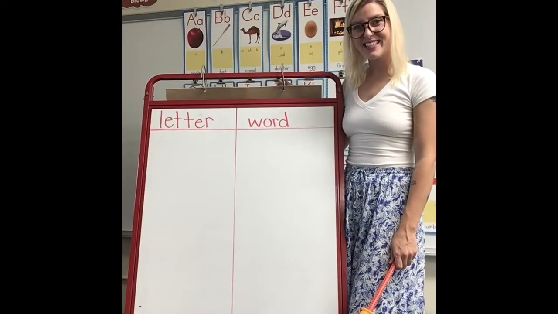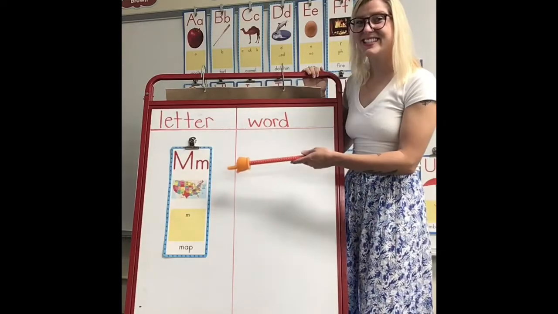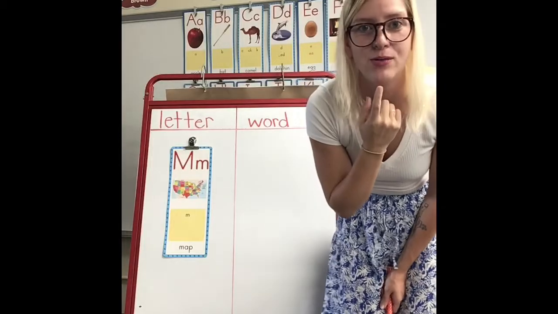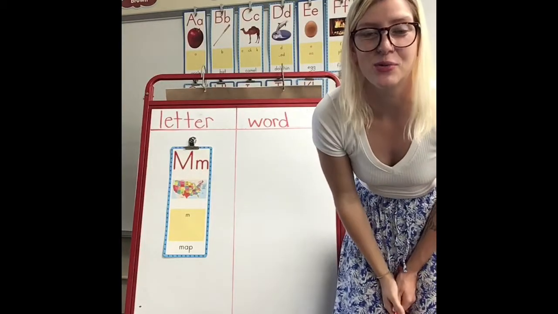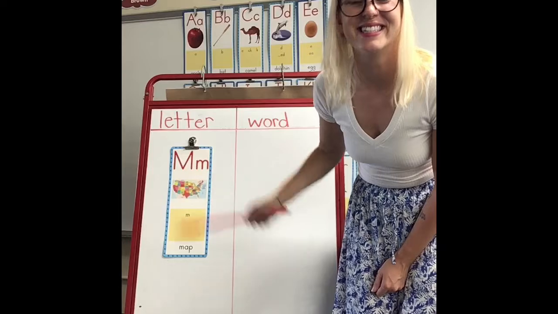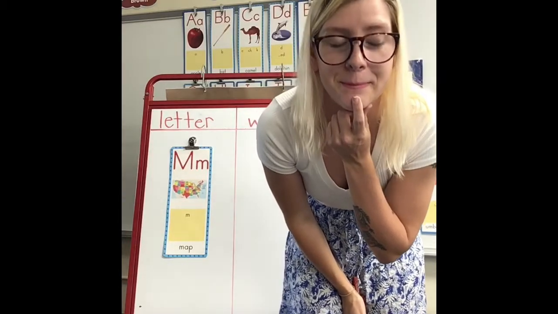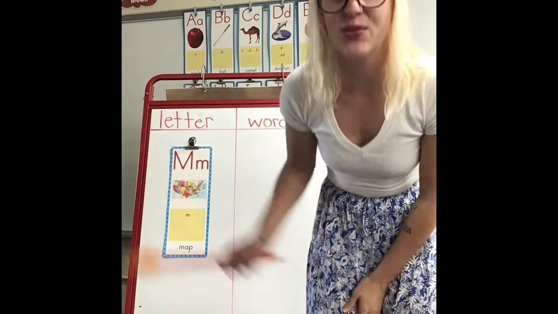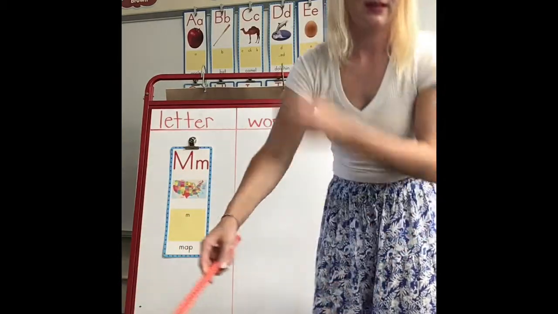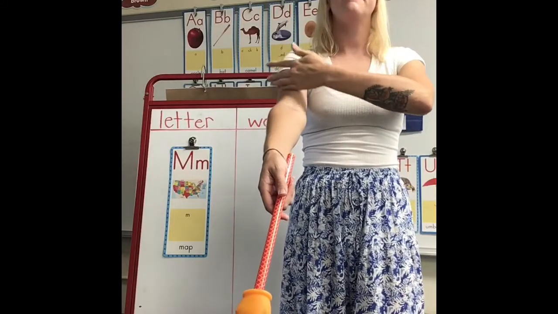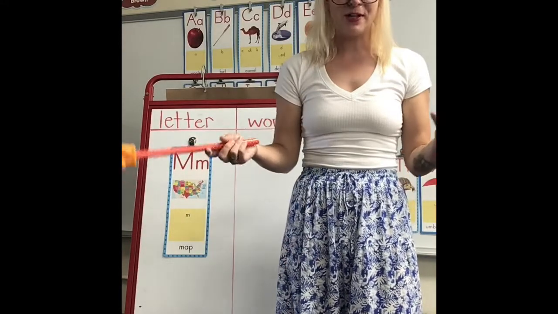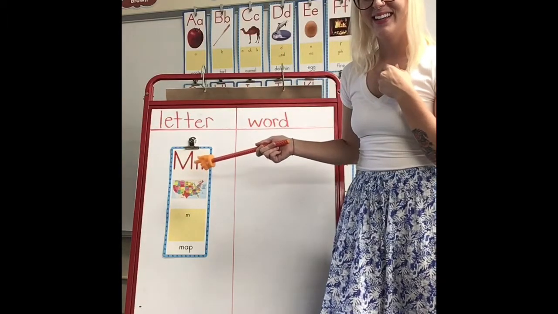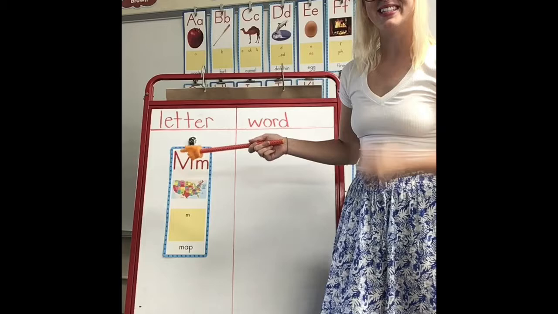It's time for Fast Phonics! This is the map card. The sound is mm. The sound mm is spelled with the letter M. Say it with me. Mm. This is the sound at the beginning of the word map. Listen. Map. Map. Map starts with the sound. What's the name of this letter? M. What sound does this letter make?